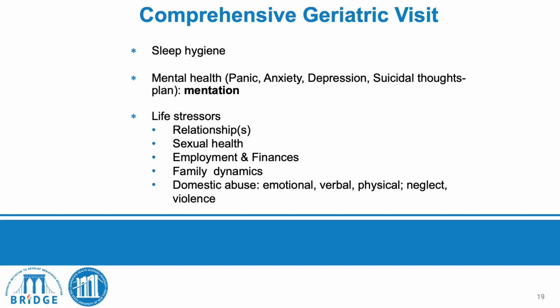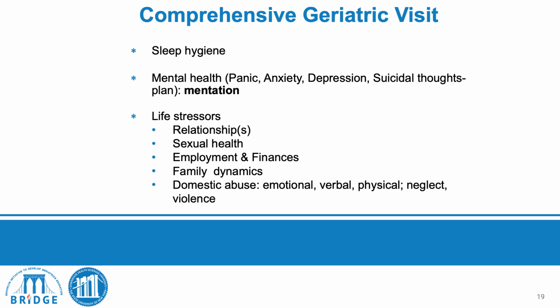Are they having panic attacks, anxiety, depression, suicidal thoughts or intent? Their mentation, life stressors, what's happening in their psychosocial environment, what's happening in their homes, their relationships, their sexual health, employment and finances, their family dynamics. Are they the caregiver for everyone? Have they taken in their children's children? Are they the primary caregiver for their grandchildren, which is increasingly happening? Blended families, domestic abuse, emotional, verbal, and physical abuse, neglect, or abuse and violence.